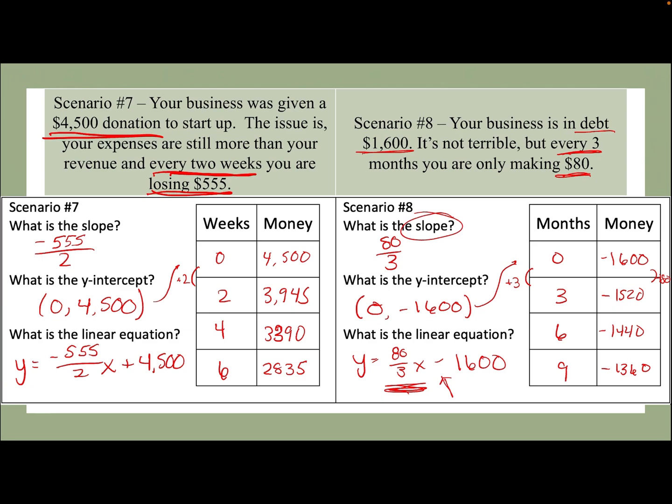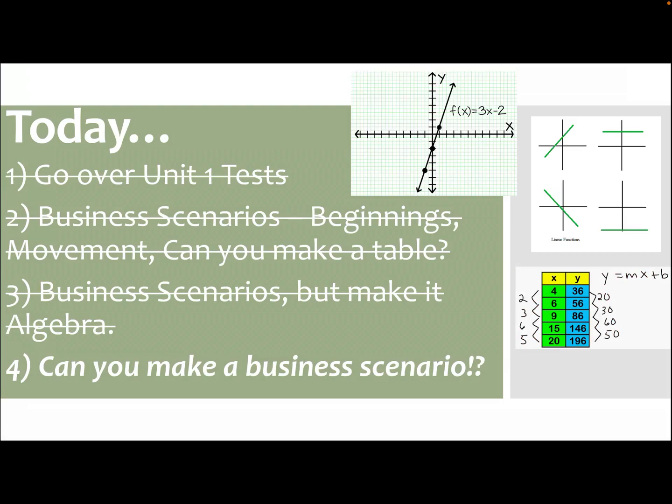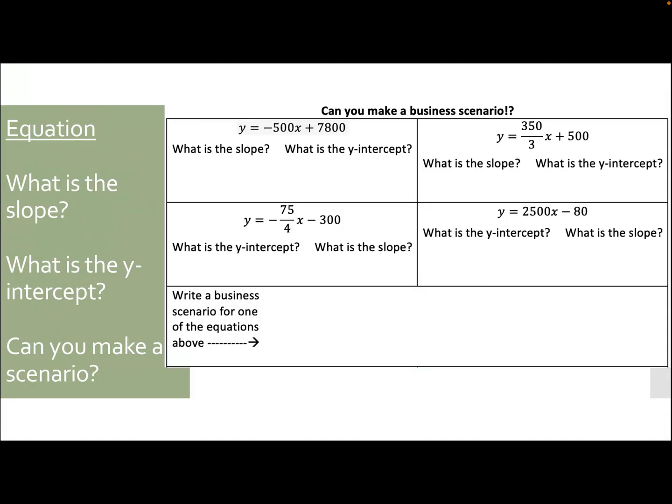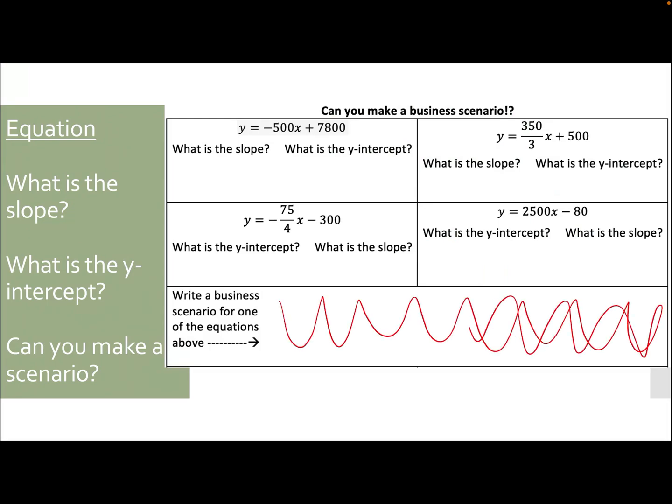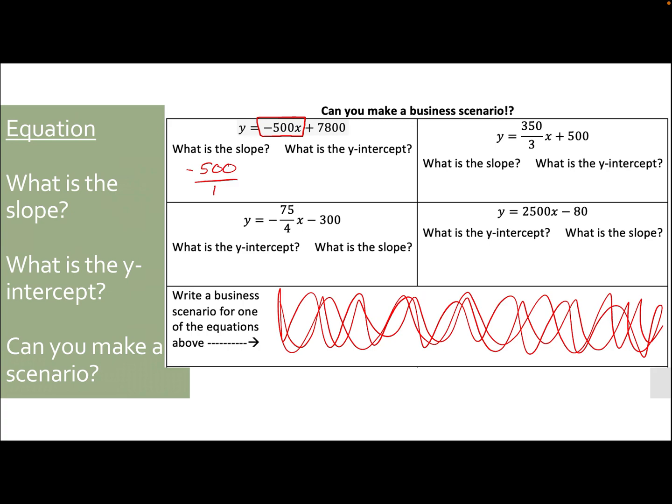So if you move down on your worksheet, it says, can you make a business scenario? So what that's going to look like is, can you pull from the equation? I will go ahead and do the first one, and then I want you to go ahead and do the next 4. And then we won't worry about writing a business scenario this time around. We'll focus on that later. So again, what is the slope? I know the slope is always next to x, and in this case, it's negative 500 or negative 500 over 1.